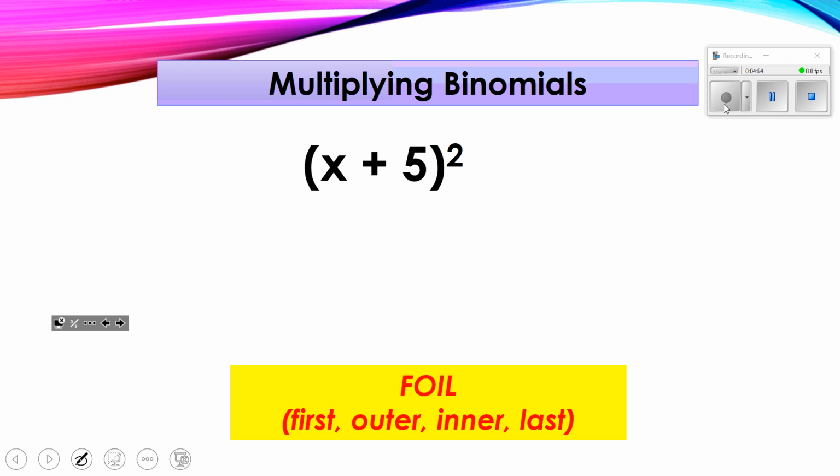This right here confuses some people. This says (x + 5) squared. It's in parentheses. So what that means is we have the binomial x plus 5 times the binomial x plus 5.